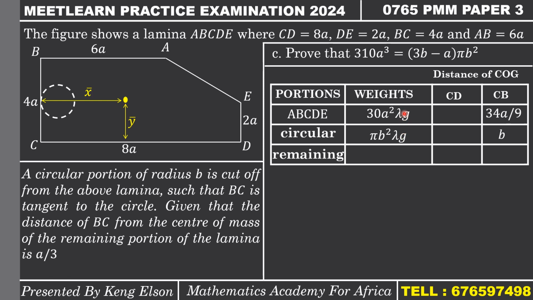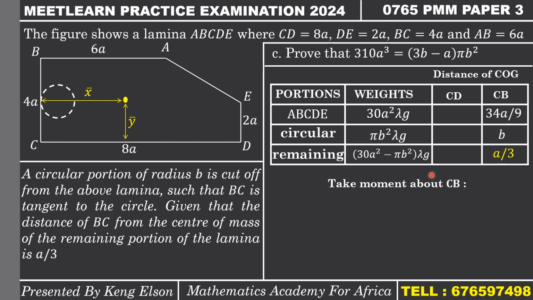From these two weights, lambda g is common, so we can factorize lambda g, then we take 30a squared minus pi b squared. The distance from the center of mass of the remaining lamina to CB is a horizontal distance. We can call it a divided by 3 because it was already given in the question. We don't need a distance from CD, we just need a distance from CB. So the remaining lamina has a distance of a over 3 from its center of mass to BC.